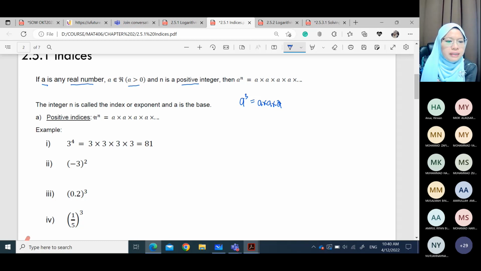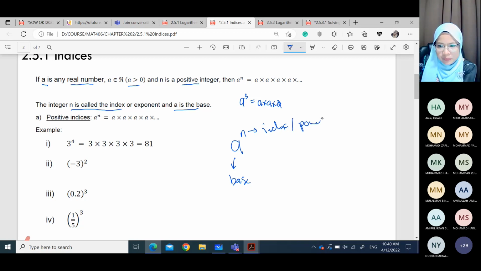Okay. So the integer n is called the index or exponent and A is the base. So maknanya dekat sini katakan kita ada A kuasa n. So A ini kita panggil sebagai base dan n ini adalah index ataupun power. Okay. So tengok yang pertama, positive index which is A to the power of n. It is equivalent with A times A times A times A continuously.